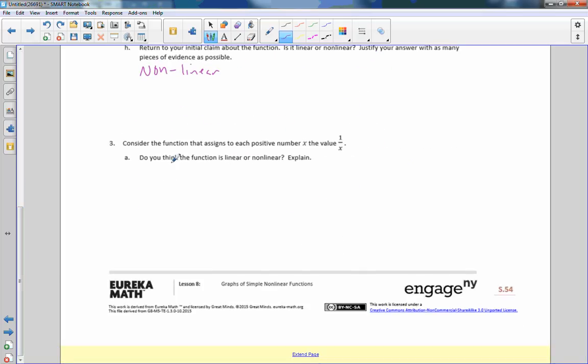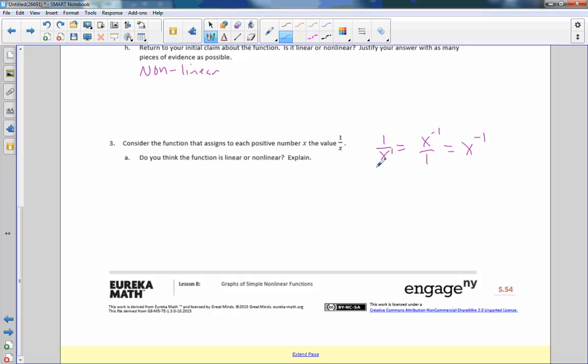Number 3. Consider the function that assigns to each positive number x the value 1 over x. Do you think this function is linear or nonlinear? Explain. Well, if you remember the rules for exponents from Module 1 way back in September, 1 over x is not an appropriate way to represent a function. Well, it is, but if you want to put it in exponential form, we do the reciprocal and make the power of x, which was 1, negative 1.